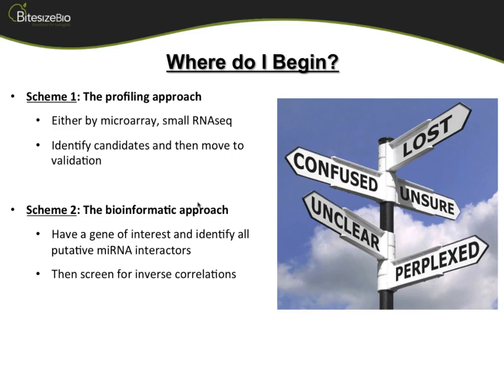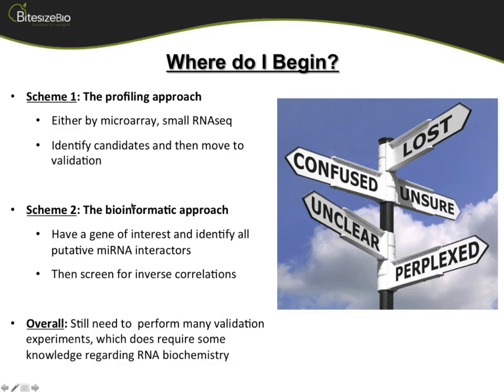There, it could be a little bit easier, but you still have to then go and screen for the expression of your microRNAs to see if they're even present in your cell, and if they inversely correlate with the mRNA of your target gene. And then eventually you'll still have to go back to Scheme 1. I mean, these are not separate approaches. It's just how you enter into the system. If you start with Scheme 2, you eventually will have to do Scheme 1 to some extent, and vice versa.